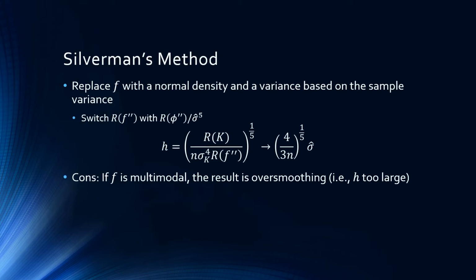And so with the Silverman method, what happens is that you replace the true density with a normal, which gives you this relatively simple calculation. The issue with the Silverman method is that if f is multimodal, there's going to be some oversmoothing.